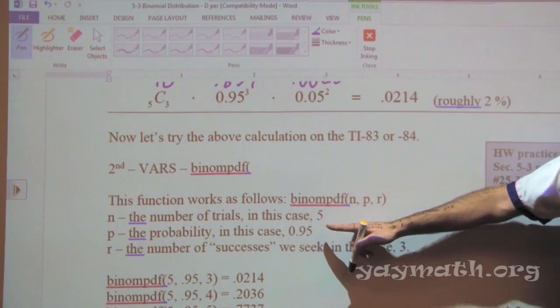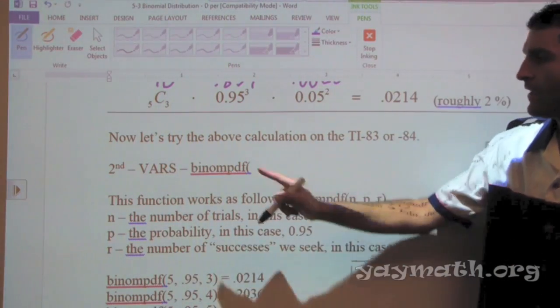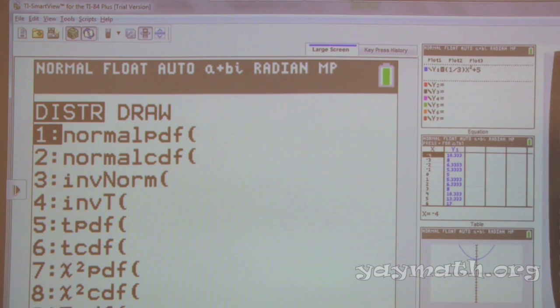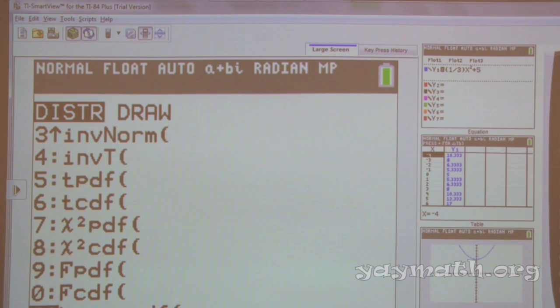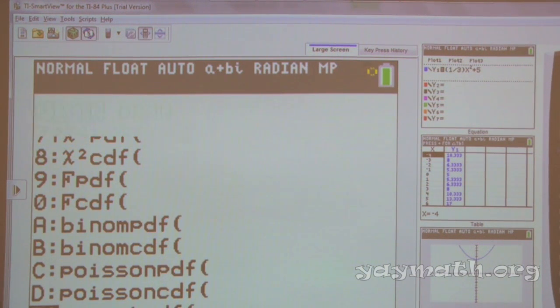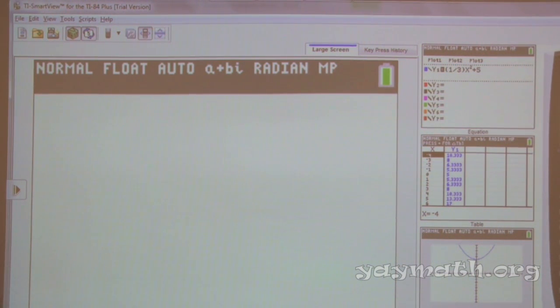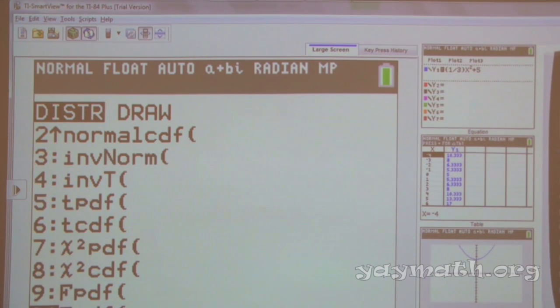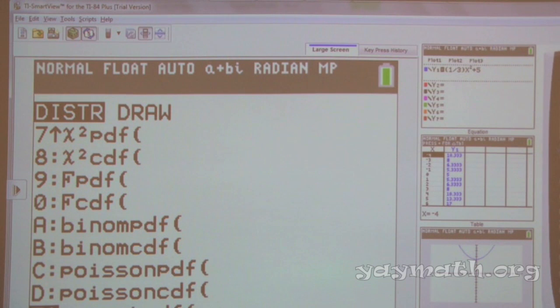Okay, let's actually explore. So why don't you get here and I'll catch up to you. Hit second vars. So clear this. Second, vars. And the shortcut is alpha A. Binom PDF. So I'll scroll to alpha A. Hit second and then the vars key. Now scrolling down. And we said in the front here is alpha A. Stop. Okay. Go. Boom.